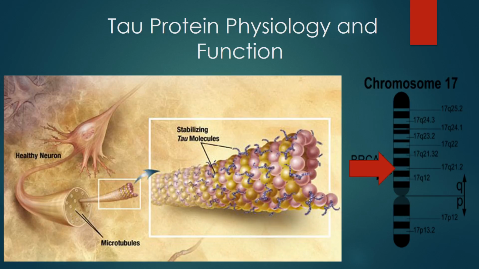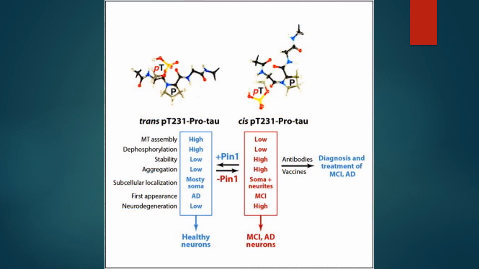Phosphorylation is the addition of a phosphoryl group to a molecule. These molecules are a cis and trans version of the tau protein isomer PT231-pro-tau. When you look at the trans isomer, you see that the microtubule assembly rate is considered high along with its dephosphorylation rate within the molecules. You can also see that the molecule's stability and aggregation are relatively low. This isomer can be associated with Alzheimer's disease. The trans isomer also has a low neurodegeneration rate and is mostly found in healthy neurons.